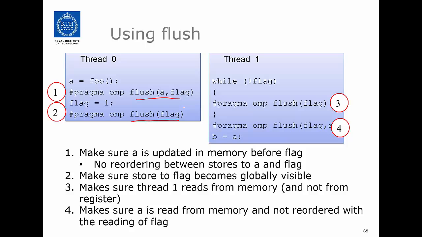On thread 1, when inside the while loop, we need to make sure we do a flush of flag. Why? Well, you need to have it here so that it will not be done in a register. We need to make sure that it reads from memory and nothing else. Flush flag. Before we read A here, we need to do a flush of flag and A, which is hardly visible here. Flag and A. And in this case, it's to prevent the reordering of the reading of A and flag. And now we have a functioning code that works with point-to-point synchronization, and we have a working code.